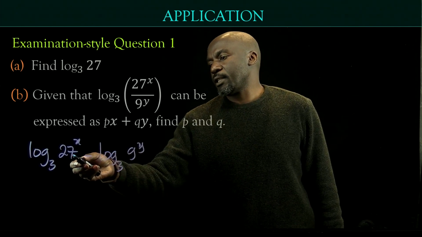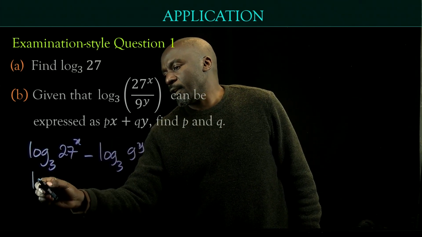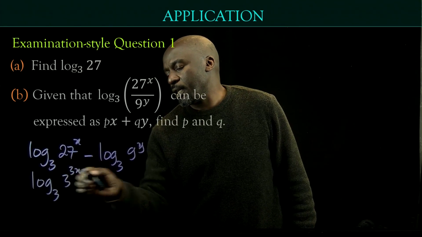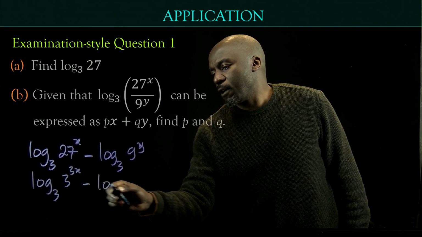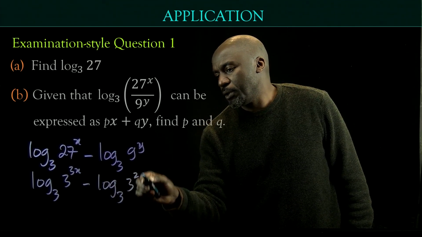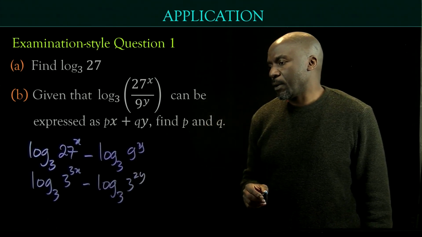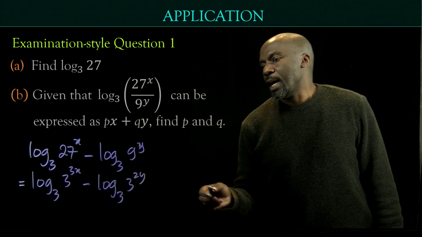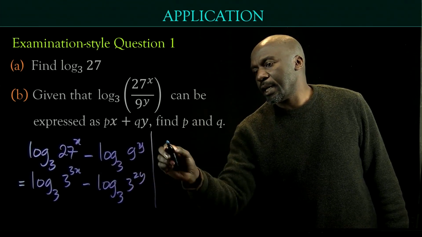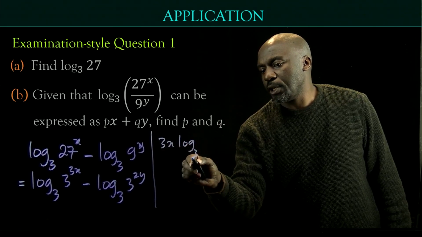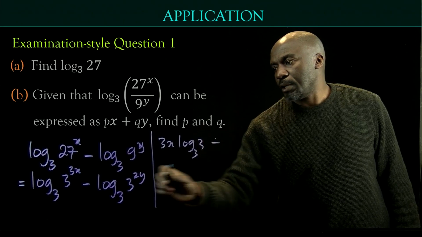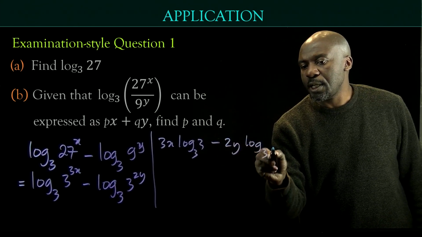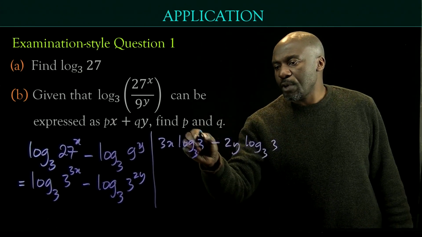Now I can express 27 as 3 power 3. So this is log to base 3 of 3 power 3x, since 3 power 3 power x is 3 times x there. And this becomes minus log to base 3 of 3 power 2y, because 3 power 2 is 9. Then I can make use of the power law to move this power to the side, and I end up with 3x log to base 3 of 3, minus 2y log to base 3 of 3.